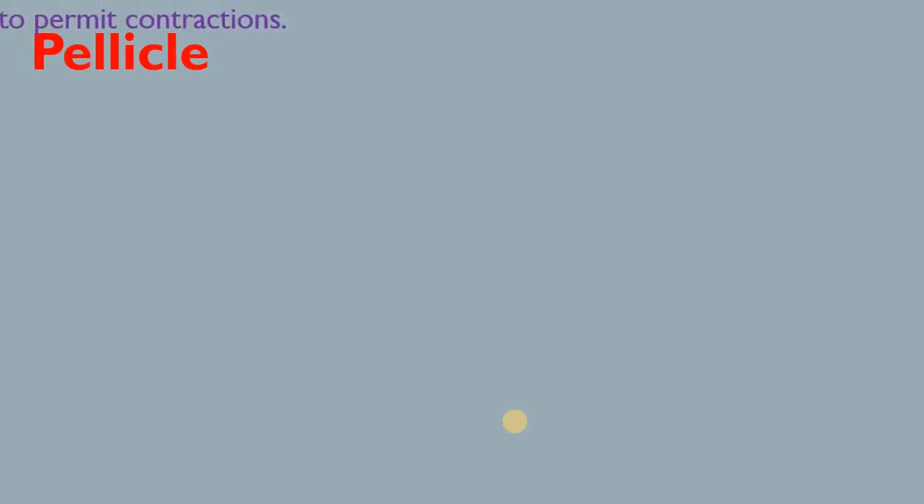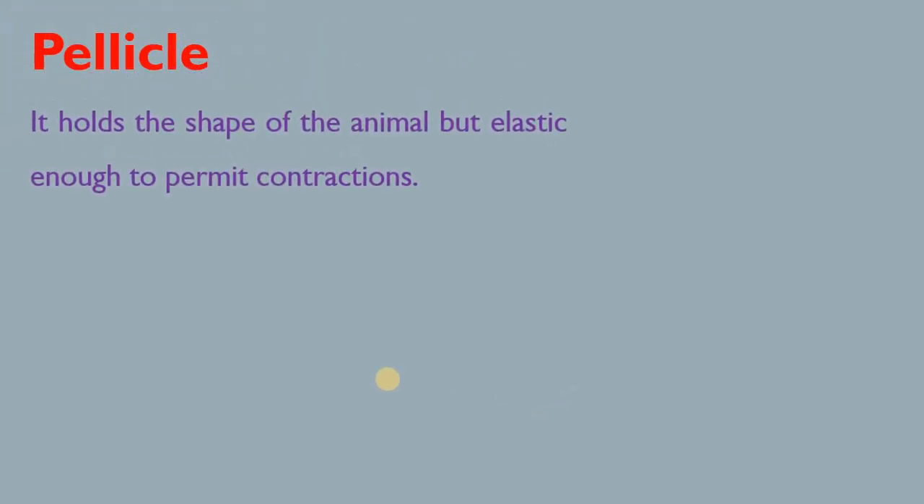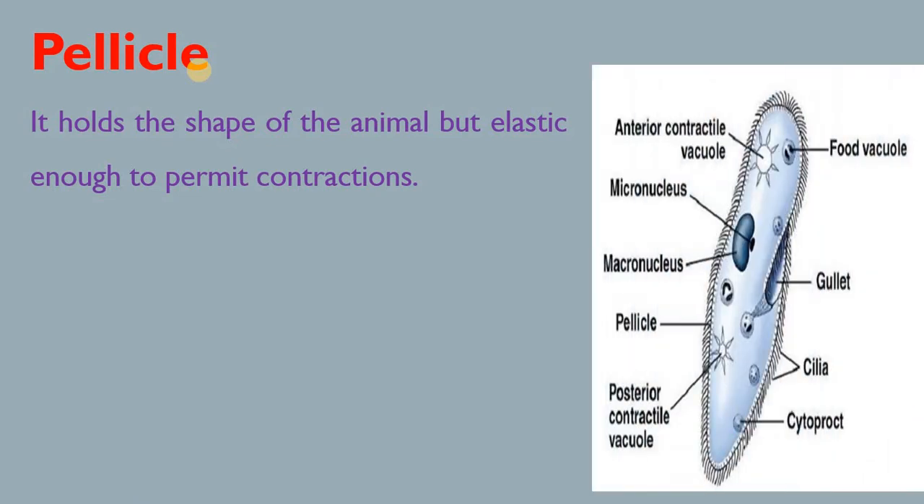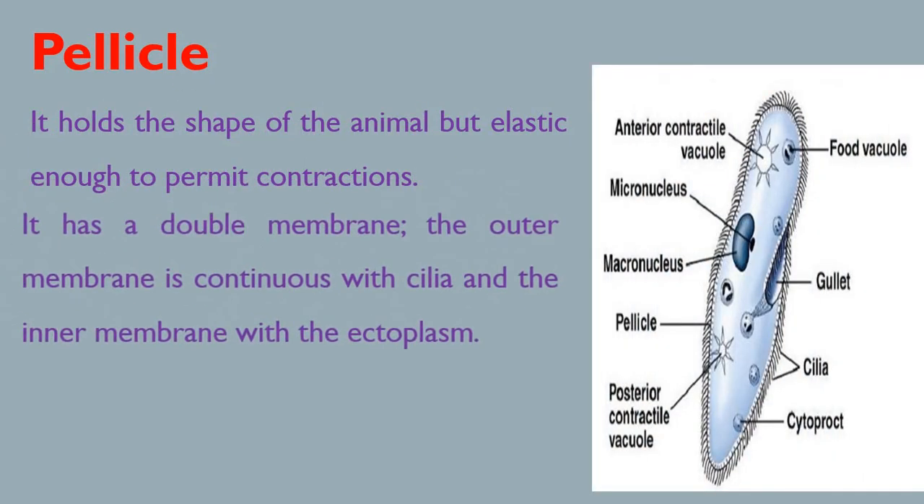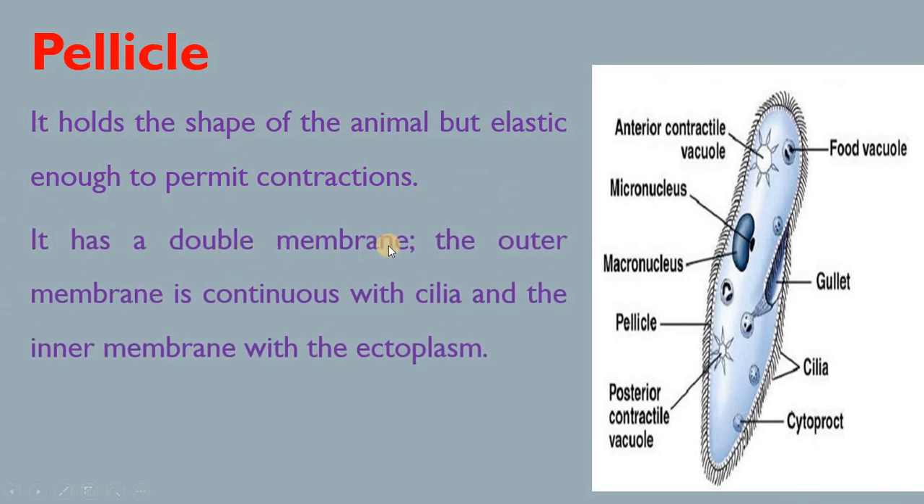Next is the pellicle. The pellicle holds the shape of the animal but is elastic enough to permit contractions. The pellicle is the covering of Paramecium. It is a thin, double layered, tough, elastic and colorless membrane. It has a double membrane.